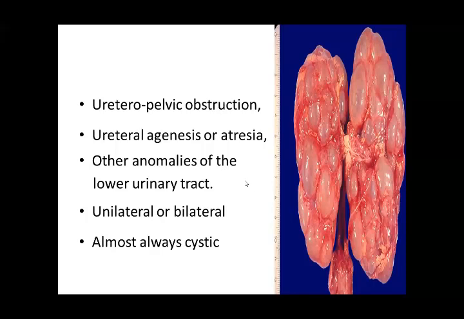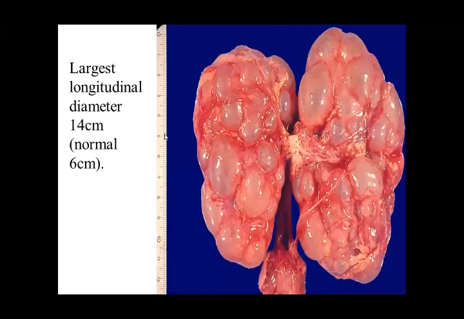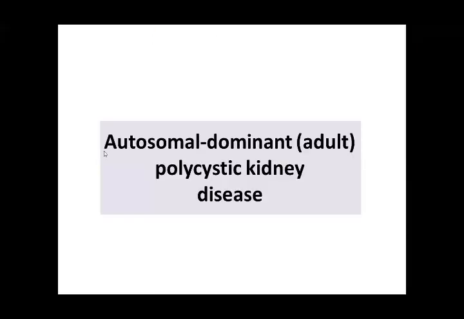Other abnormalities of the lower urinary tract may appear, which can be unilateral or bilateral, but you have to have cysts to diagnose cystic dysplasia. If there is only dysplasia, you don't diagnose cystic dysplasia of the kidney. So you have to have cysts to diagnose this disease. Right. The largest longitudinal diameter is 14 centimeters, whereas the normal kidney is only 6 centimeters. So it grows in size. It becomes a big kidney, nearly double or more than double the size.